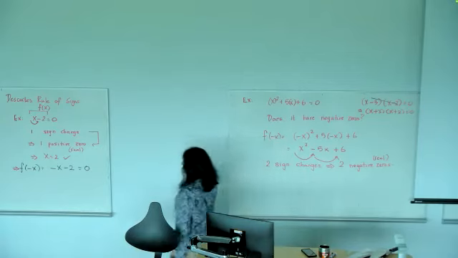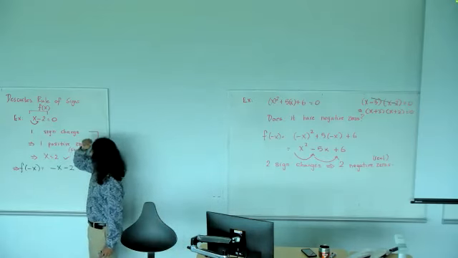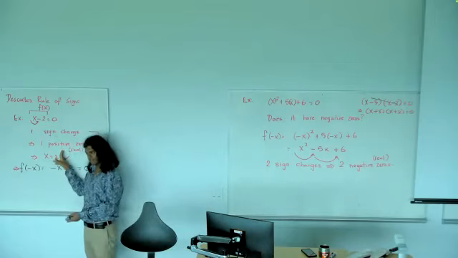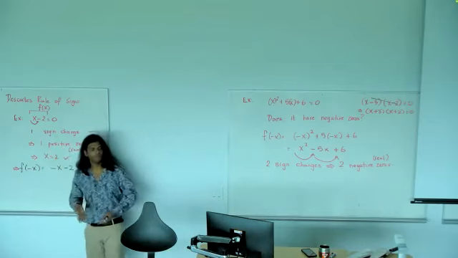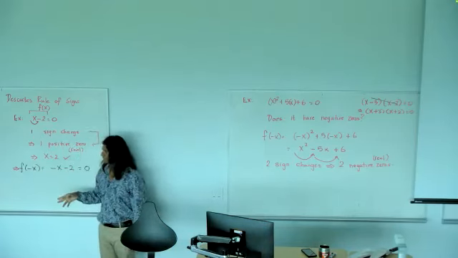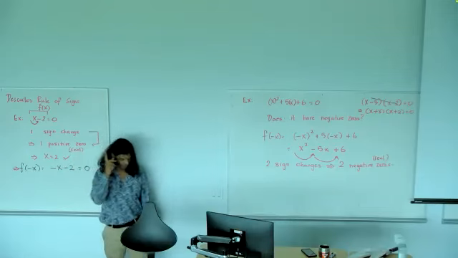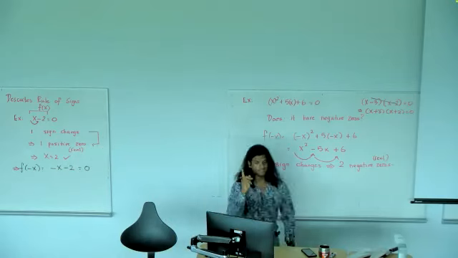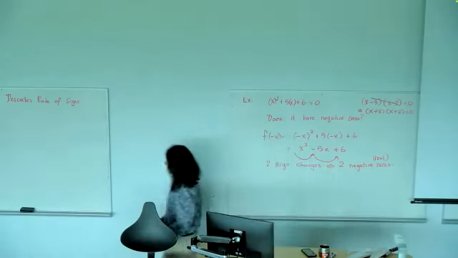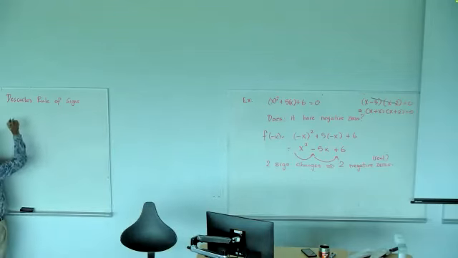So, Descartes' rule of signs suggests a way to find the number of positive real zeros and the number of negative real zeros for a polynomial function based on the sign changes. Good. And once again, only real zeros. If you think that it would have positive real zeros, here's the proof.